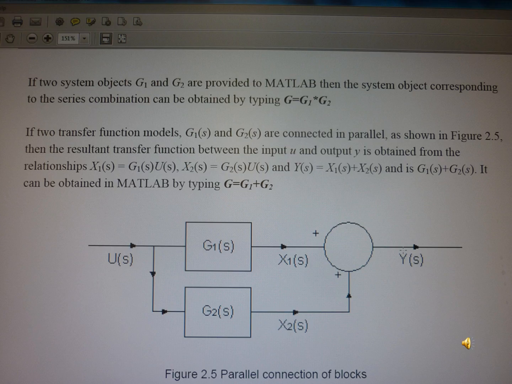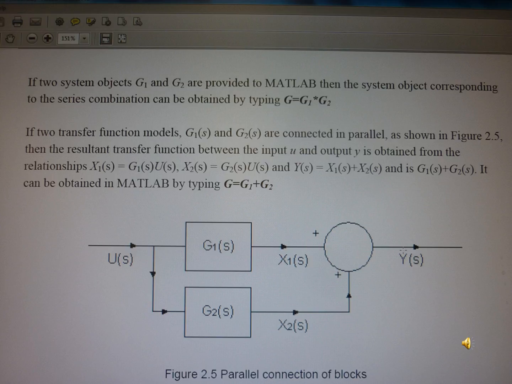Meantime, you can also write the parallel form. So this is the parallel function. G1(s) and G2(s) are in parallel. The input will be U(s), and passing through G1(s), output 1 will be H1(s), and output 2 is H2(s). Output 1, H1(s), and output 2, H2(s), are combined. The final output will be Y(s). So this is the way. In this case, G equals G1 plus G2.